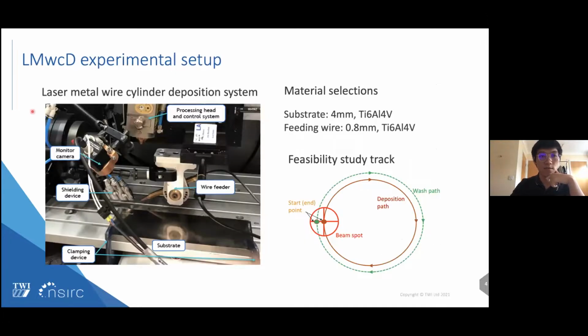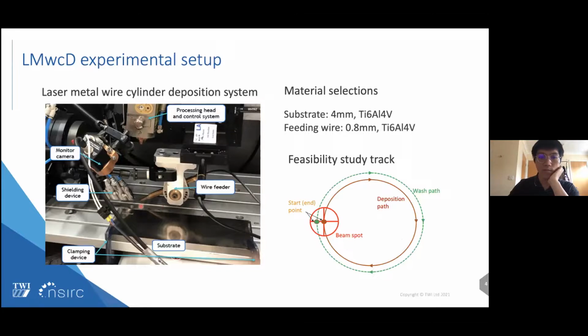And move to the experimental part here. This is a typical laser metal wire deposition system. It consists of a laser head mounted on a 3-axis motion system and a wire feeder connected to the driving unit. And for the titanium processing, we also need a shielding device to protect the melting pool.